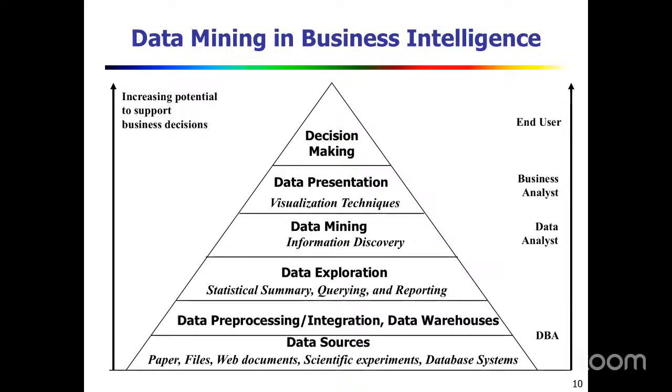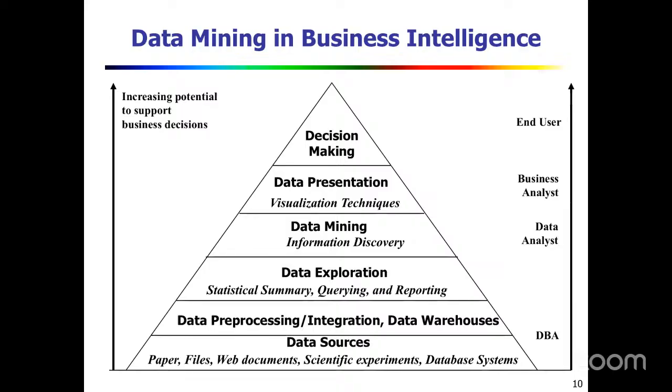Whatever the available information is there, that is for the end user. End user will perform the decision making process. The business analyst will prepare the data presentation, whereas the data analyst performs the data mining process. And DBA, database administrator, they'll perform all these things: data pre-processing, data exploration, all those things, right? So this graph says, in upward direction, increasing potential to support the business decisions. Yes, because we are extracting knowledge, we are extracting specific patterns, all those things, right?